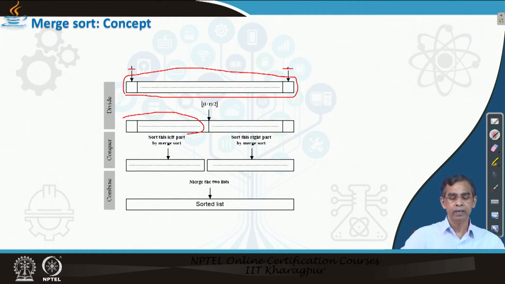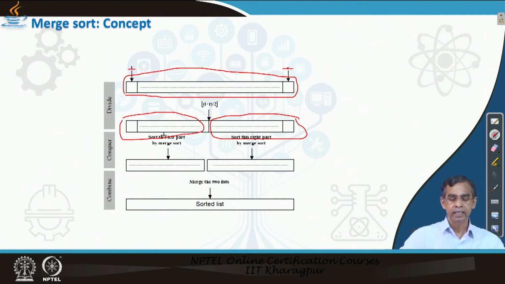So, this is the equal part, the leftmost part, and this is the rightmost part, or we can say the left list and right list. Then what we do is sort this and sort this, and after sorting we can then merge the two lists.